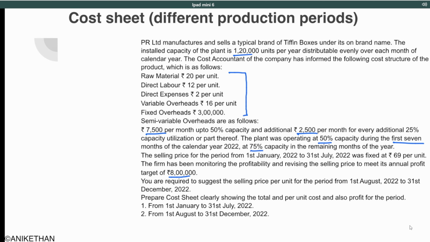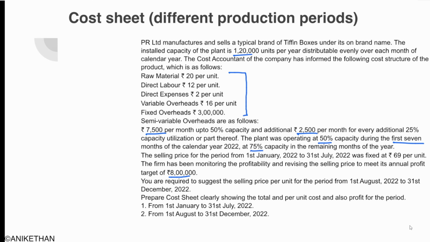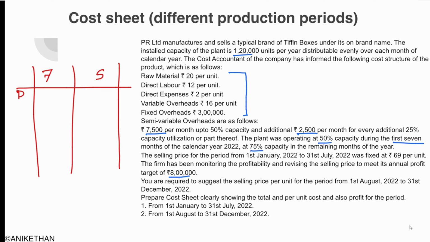So if I break down this problem, all you have to do is you have to calculate 7 months, then 5 months. You have to draw a cost sheet. You have direct labor, direct material, labor, expense and other things. So you will get prime cost. To this you have to add a variable overhead. Here you do not have segregation of factory, administration and selling and distribution. Instead you have fixed, variable and semi-variable. First you add variable overhead, then you add semi-variable overhead.